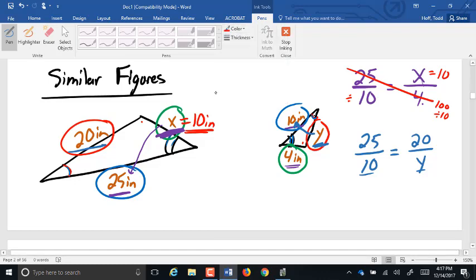So now we cross multiply and divide. 10 times 20 is 200, divided by 25 is 8. So Y is 8 inches.